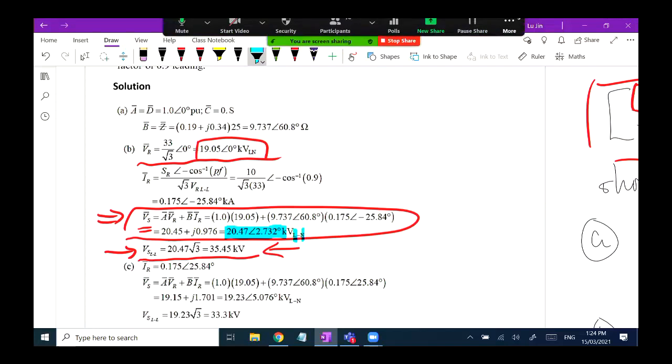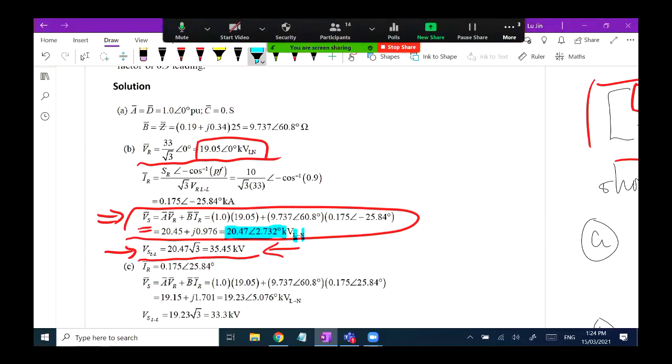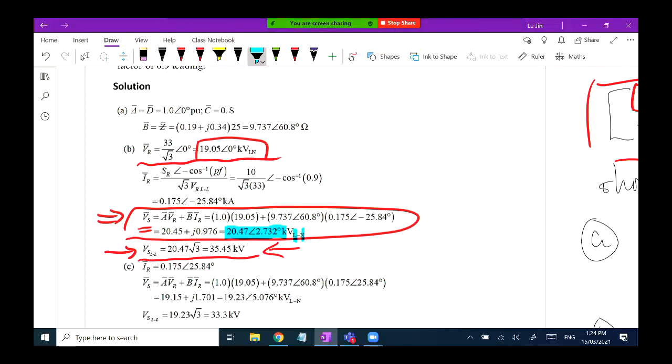Okay, I know the magnitude. So square root 3 multiplied by 20.47. So no problem, that's okay. What will be the angle? I'm asking you this question. Should I add 30 degrees or minus 30 degrees?